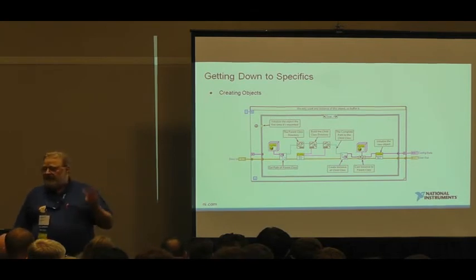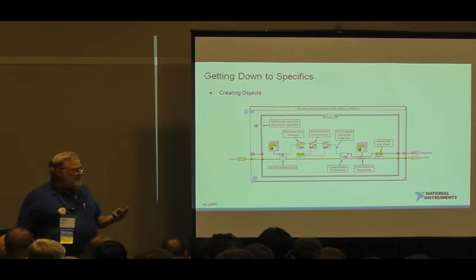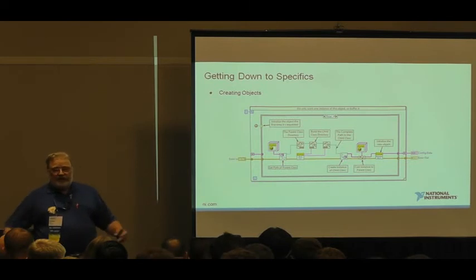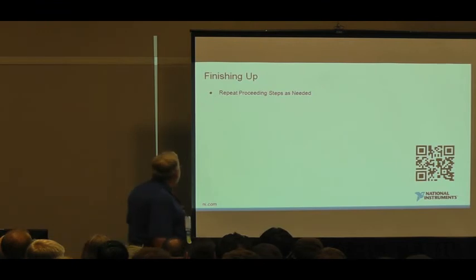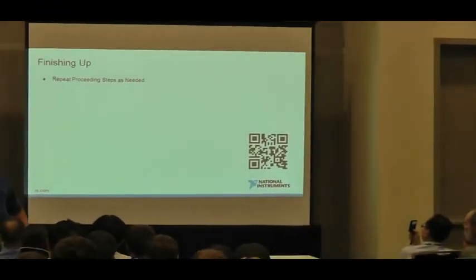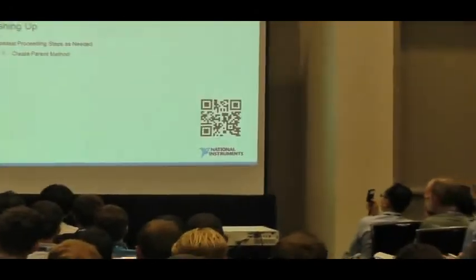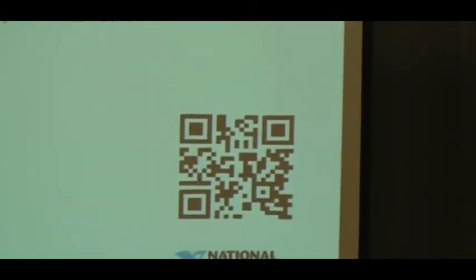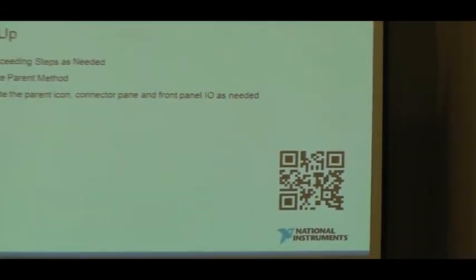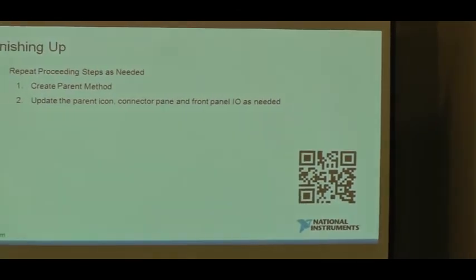Object-oriented programming is a very iterative process. You learn how to do 4 or 5 basic things, and you'll find yourself doing those same things over and over and over again. For example, as I said, to finish up, you just repeat the preceding steps as necessary. First, you create the parent method, and you give it whatever it needs on the front panel to do what it's supposed to do. You update the parent icon, the connector pane, the front panel I/O, whatever is needed for that particular method.